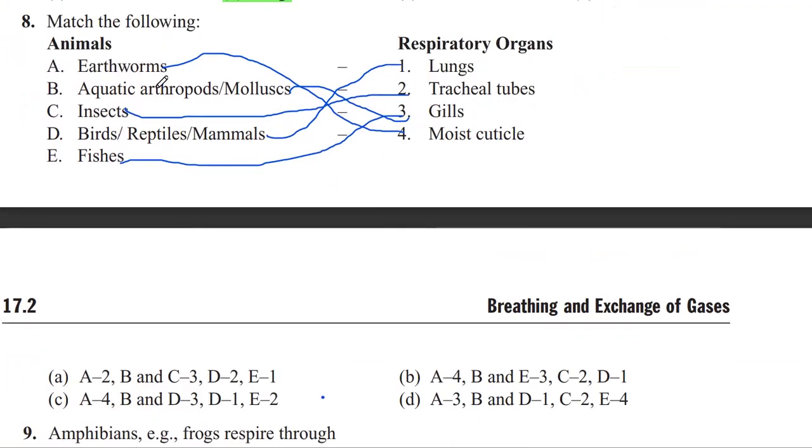Earthworm is 4. B is 3, right? C is 2. B and E are 3. C is 2. D is 1. So which option is going to suit here? B.